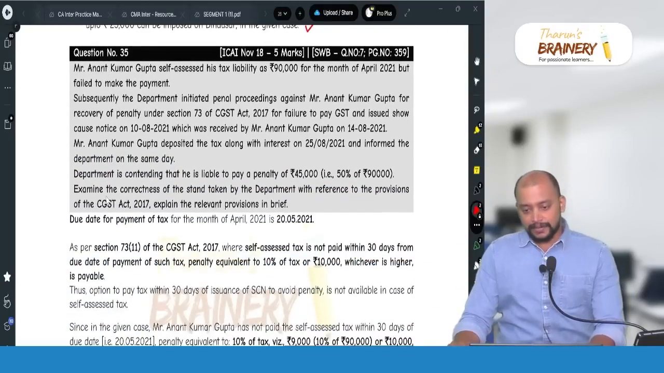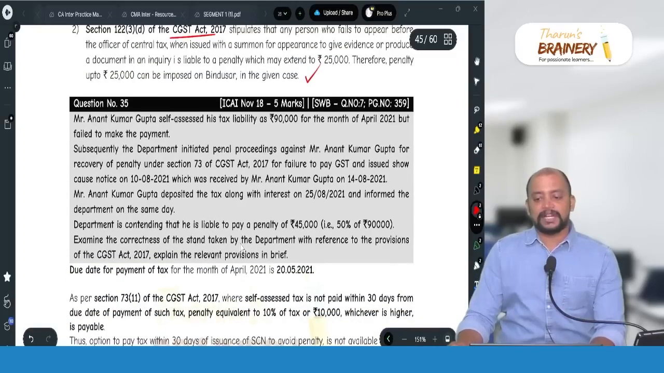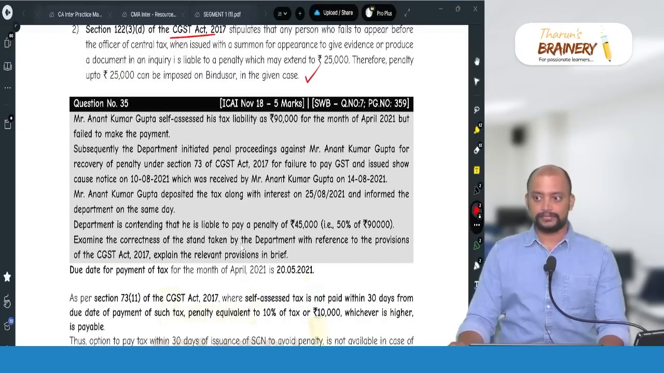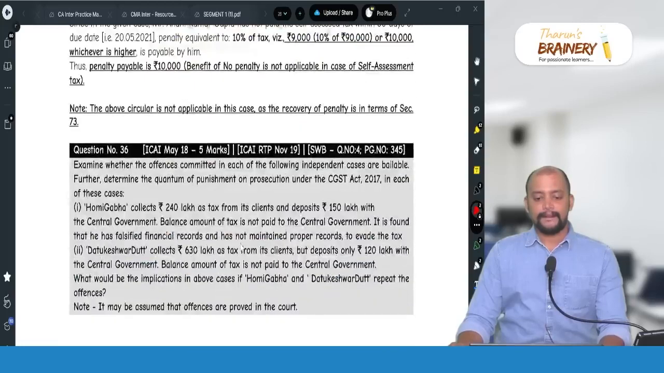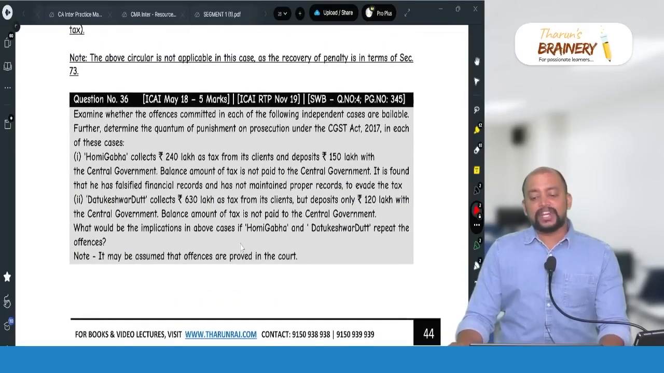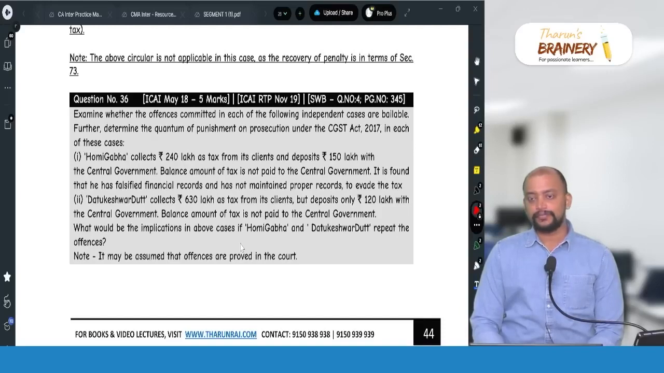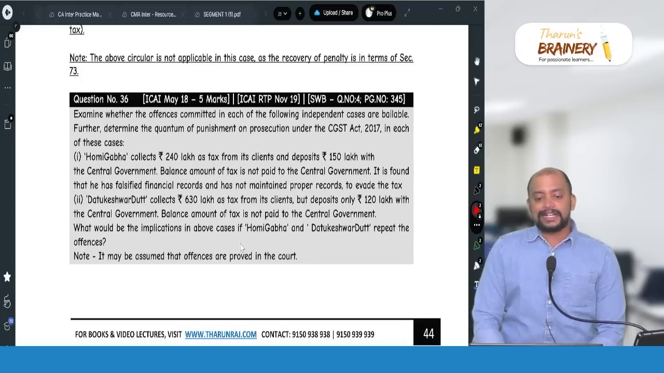Next, this question we did. Anand Kumar Gupta self-assessed his tax liability. Page number 359. Check. 359. Then, page number 345 you take. Page number 345. Examine whether the offences committed in each of the following independent cases are bailable. Further determine the quantum of punishment on prosecution, means imprisonment, under CGST Act in each of these cases.